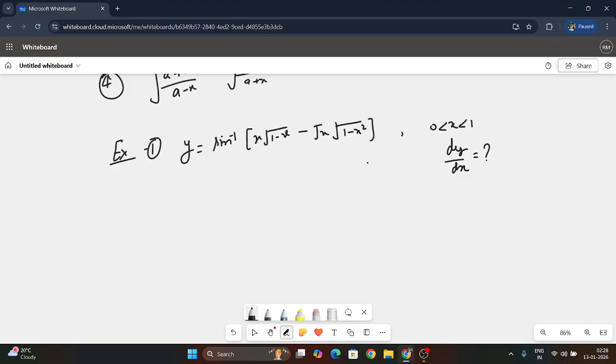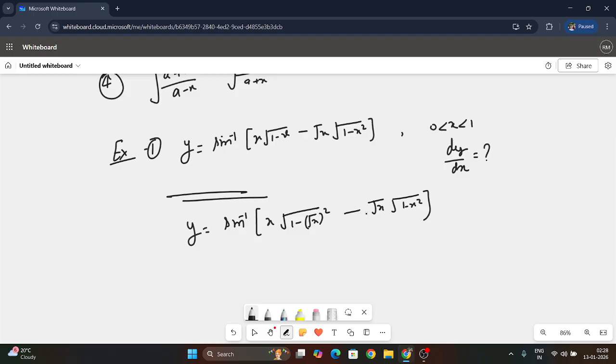If you try to differentiate directly, the differentiation of sine inverse x, if you use that, it's going to be very difficult. So I'm going to use one method and you have to observe it. Please focus here, and you have to solve like this. So y is equal to sine inverse of x root of 1 minus x square minus root x root of 1 minus x square. This is what you have.